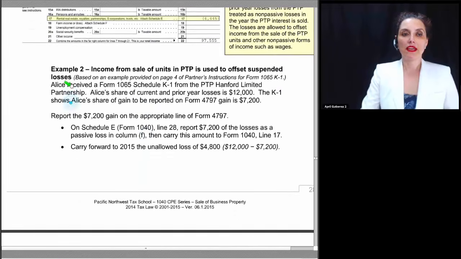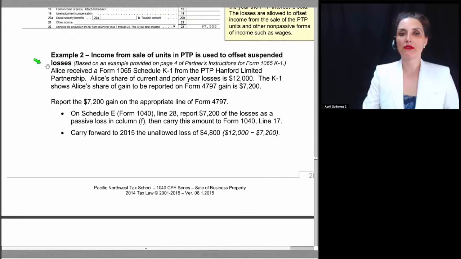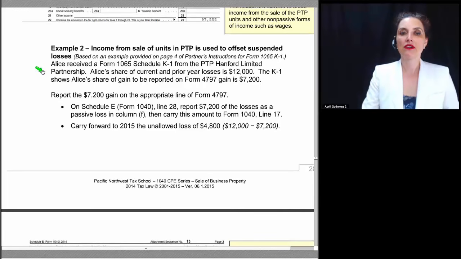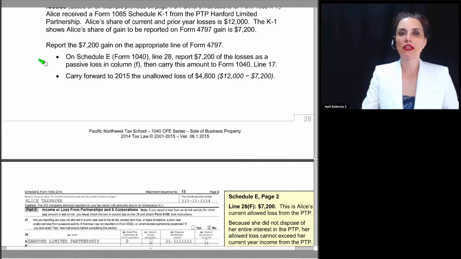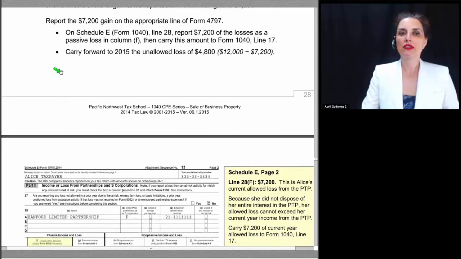example number 2. In example number 2, which is based on an example provided on page 4 of the partner's instructions for 1065 K1, Alice received a Form 1065 Schedule K1 from the PTP Hanford Limited Partnership. Alice's share of current year and prior year losses is $12,000. The K1 shows Alice's share of the gain to be reported on Form 4797 gain is $7,200. Report $7,200 of gain on the appropriate line of Form 4797, and then on Schedule E, report $7,200 of loss as a passive loss, and then carry this amount to Form 1040, line 17. Carry forward to 2015 the unallowed loss of $4,800.